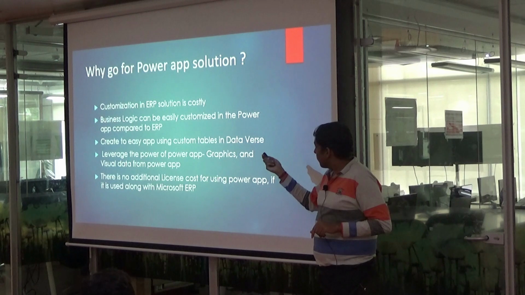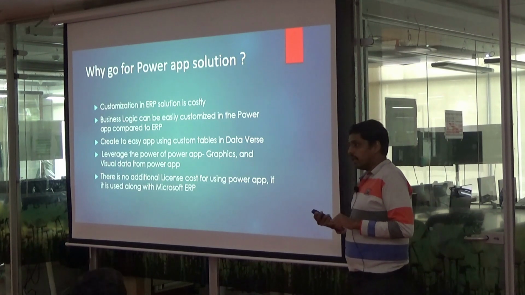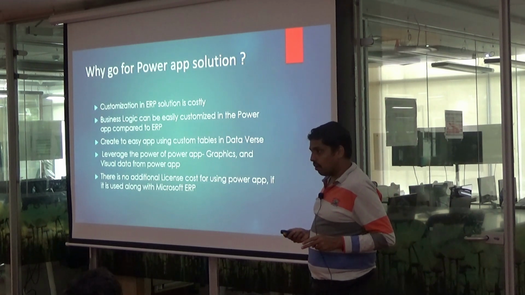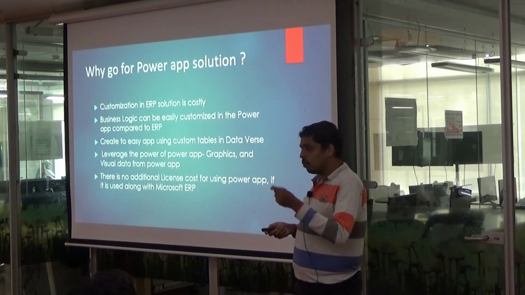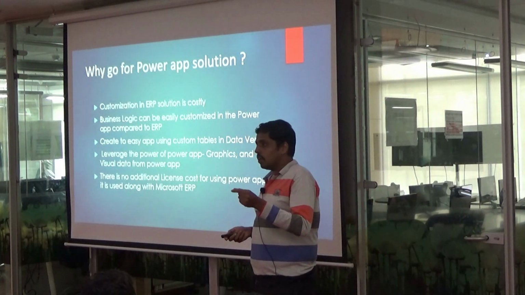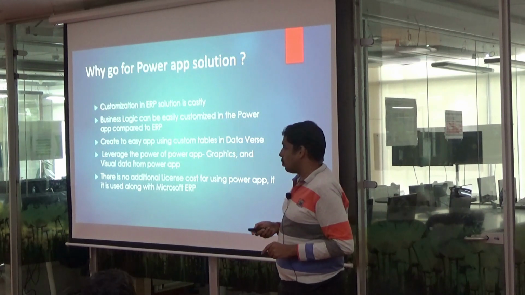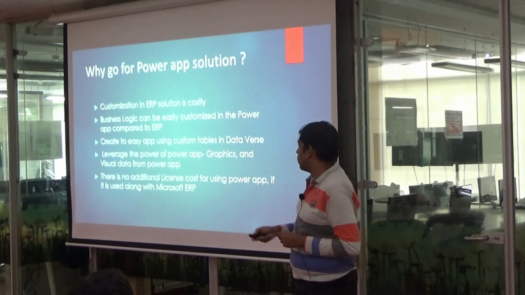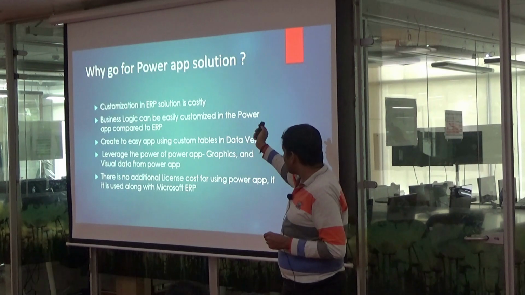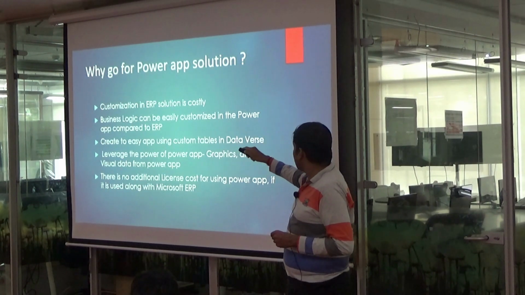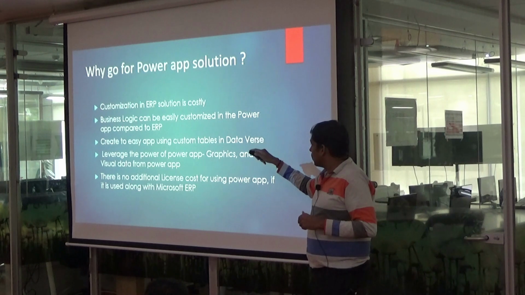The second point is that business logic can be easily customized. Every company will have its own business logic. For example, take a manufacturing company that makes fabrics. They will have different business logic for how they keep their cloth inventory, whether they keep the full rectangular size, or maintain part rectangular size or cut shape. They have their own business logic for how items have to be stored in the inventory. Based on the Power Apps platform, the business logic can be easily built for a company's very specific business needs.